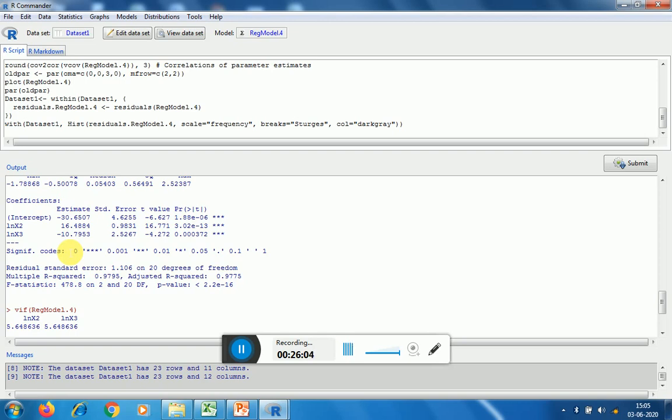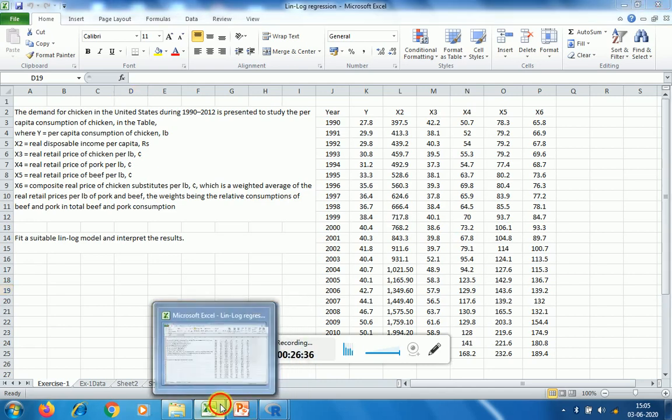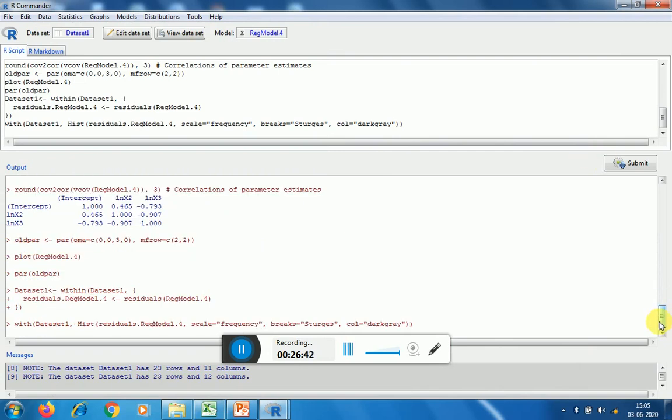Now, as far as substitutes are concerned, the prices of substitutes are mentioned: real price of chicken, then real price of pork, retail price of pork and beef. They are considered as substitutes, but these substitutes do not seem to be significant in determining the consumption of chicken. That means even though they are named as substitutes, they may not be perceived as substitutes by the population of the US. So this is how we can fit the linear log model for any particular data.